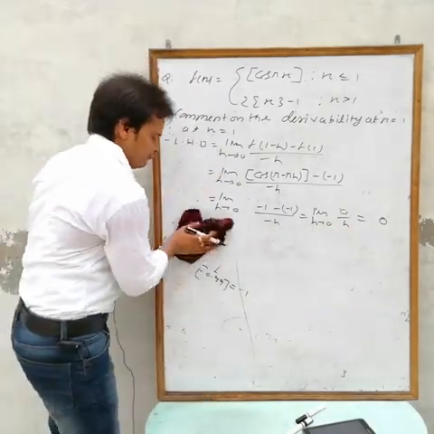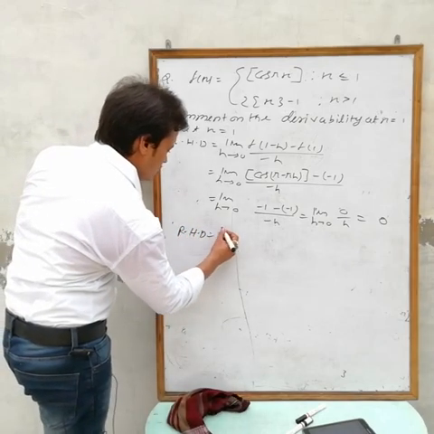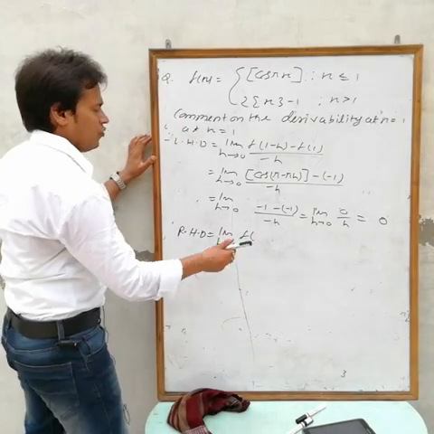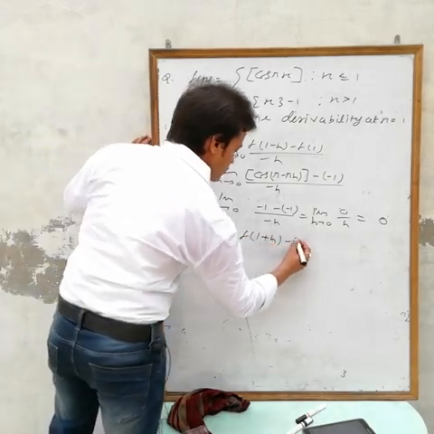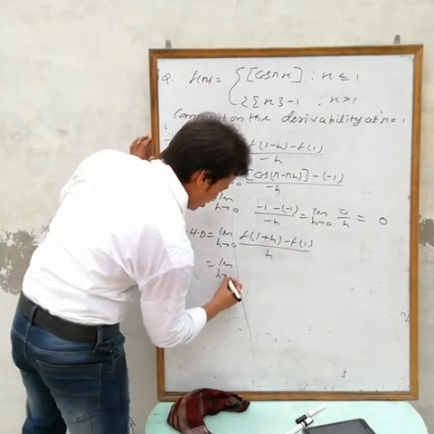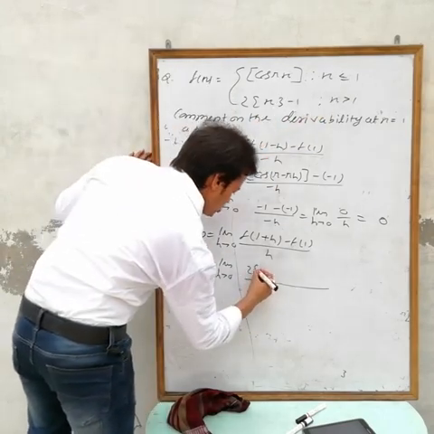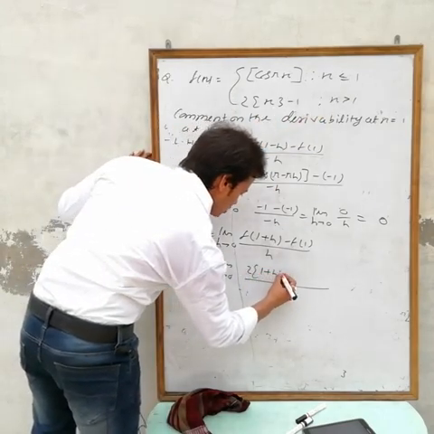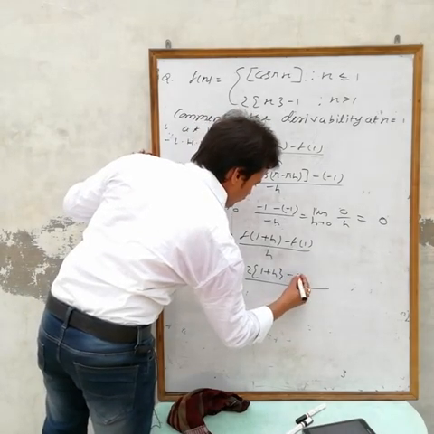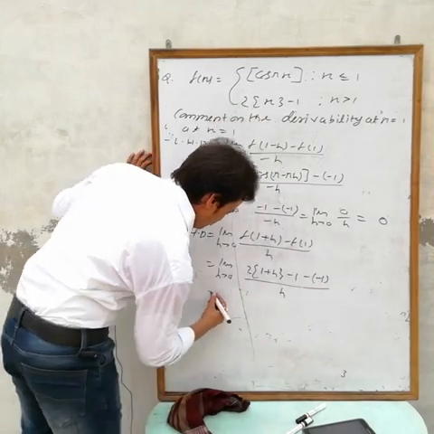Now RSD. RSD is limit h tending to 0, f(1 plus h) minus f(1) by h. Limit h tending to 0, f(1 plus h) from this one, twice the fractional part of 1 plus h minus 1, and minus f(1), f(1) is minus 1, by h.